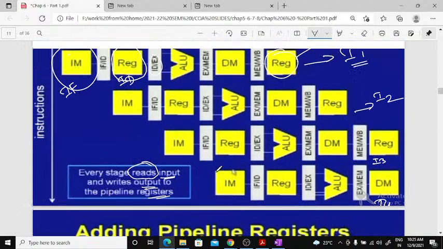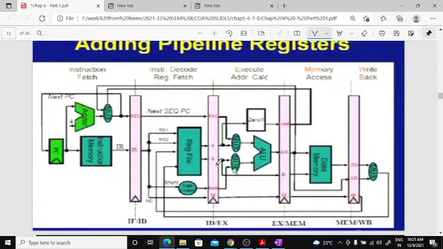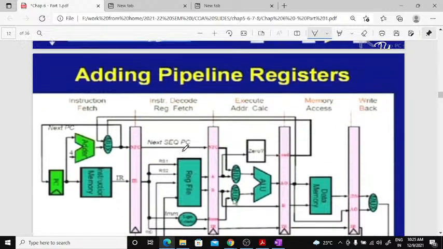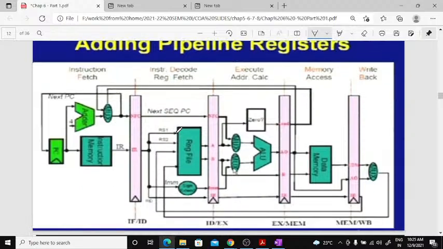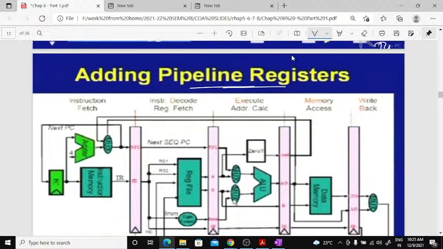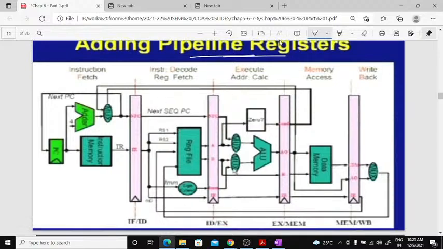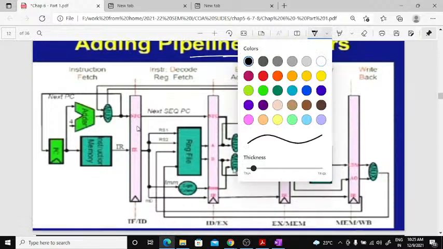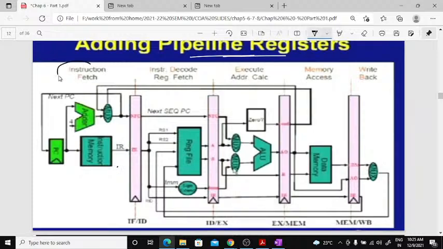Okay, because this type of diagram you are required to understand, otherwise it is very difficult to understand how we need to find the solution, how we can overcome the hazards, right? So here, adding the pipeline registers means adding a latch circuit. Okay, so here this is the instruction fetch stage, then the instruction decode stage, that is the second stage.